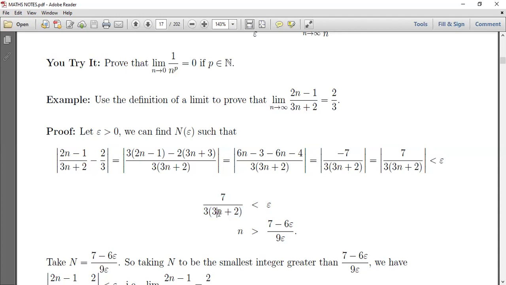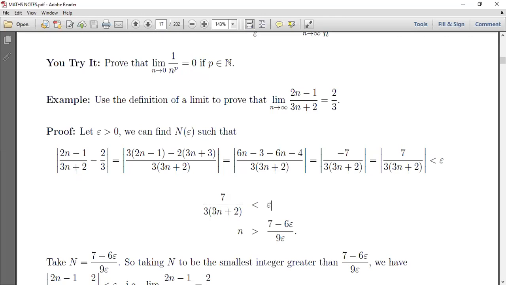What do we do? We just multiply by 3, so we have 3 epsilon divided by 7, that is 3 epsilon over 7, then we have 1 over this. Then we invert both sides, so we have 3n plus 2 over 1 being greater than 1 over 3 epsilon over 7, something like that.